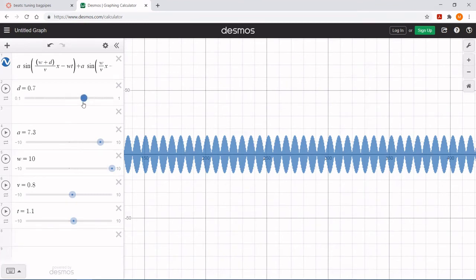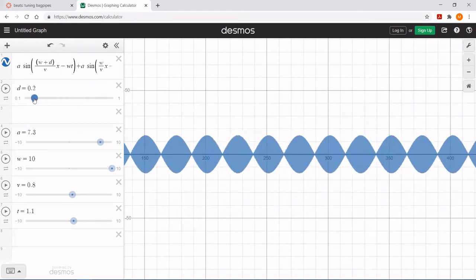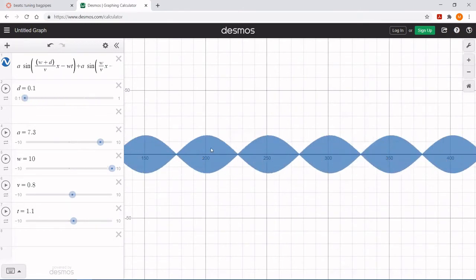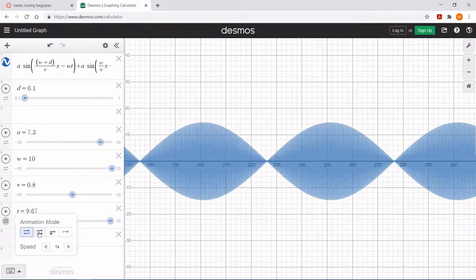But let's take advantage of the full capability of Desmos here. I'll go back to a small difference in the frequencies. And let's set this whole thing in motion. You can change it so that time only advances forward, I just discovered, or learned. Thank you, Miles.